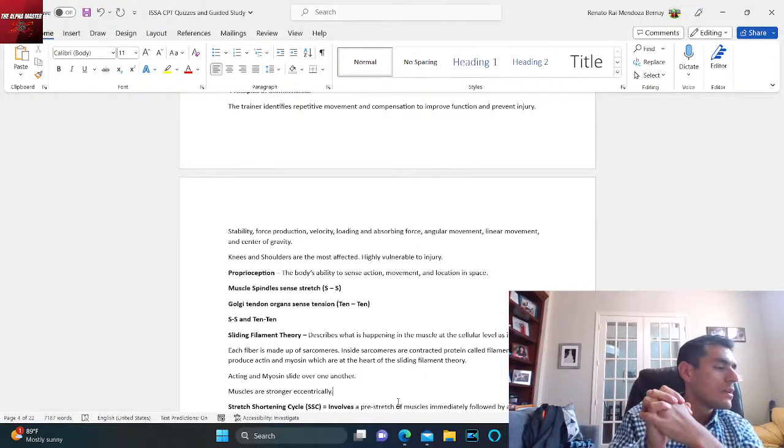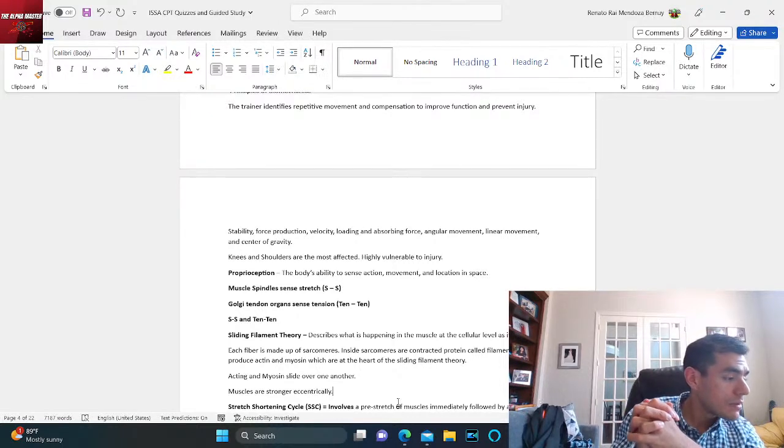Inside sarcomeres, you have contractile protein filaments. Actin and myosin run parallel to each other in the sarcomeres, sliding over one another.